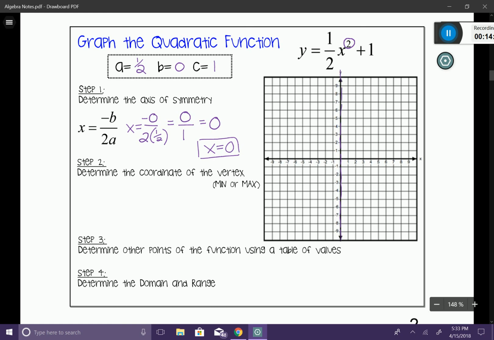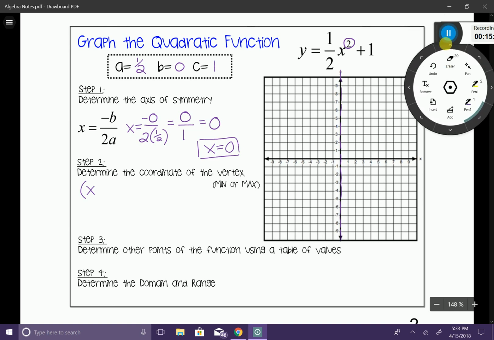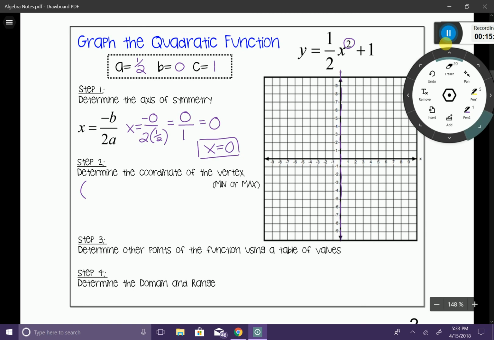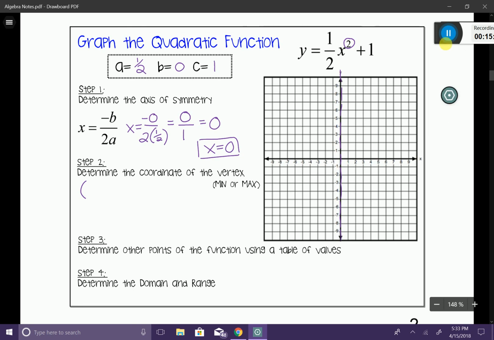And I want to move on and find my vertex. So my vertex is going to have 0 as my x coordinate, and then I have to go find my y coordinate. I'm going to do that right in the graphing calculator. I'm going to go into my y equals, and I'm going to type in my function, 1/2 x squared plus 1. And I'm going to press second graph to grab my table. And I see that 0 corresponds to the y coordinate 1. So that's going to be my vertex.